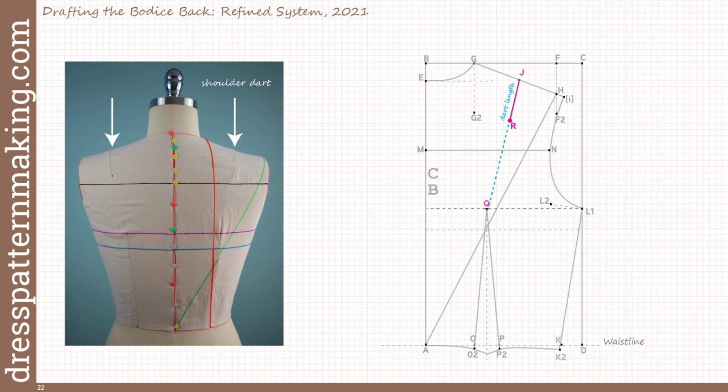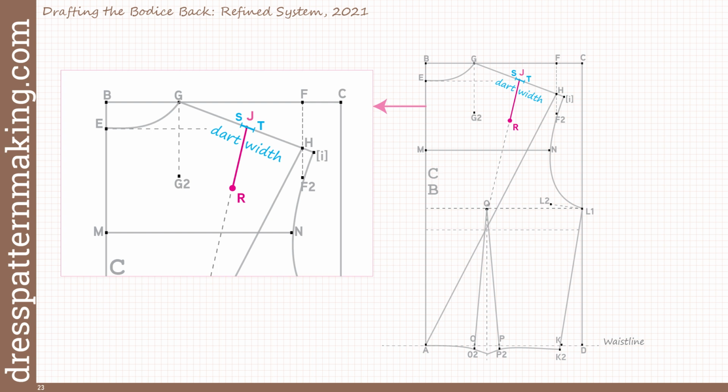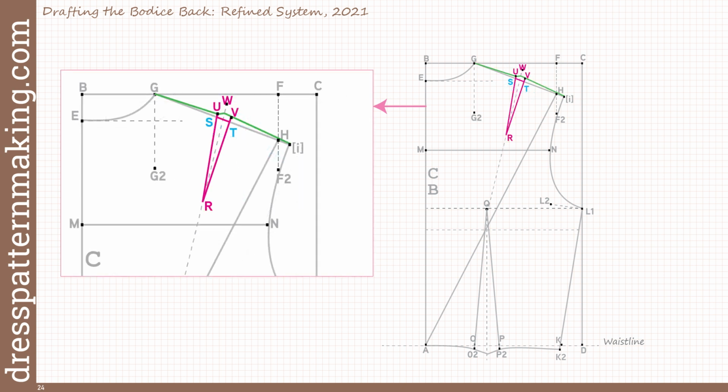Dee Dee needed a dart that was longer than 7.5 centimeters. Now draw a dart along the shoulder line with J at the center and make that dart 1.25 centimeters wide. Now draw a dart leg from point R through point S and go beyond point S for 1/4 centimeter and mark point U. Measure that dart leg from point R to point U and draw the second dart leg to match that length. So from point R through point T and mark point V.